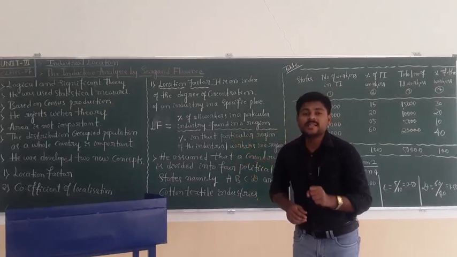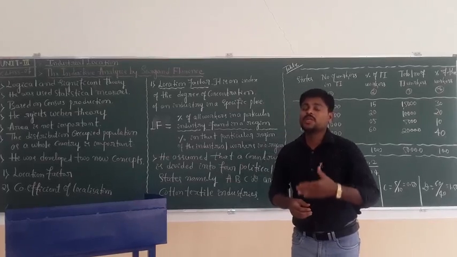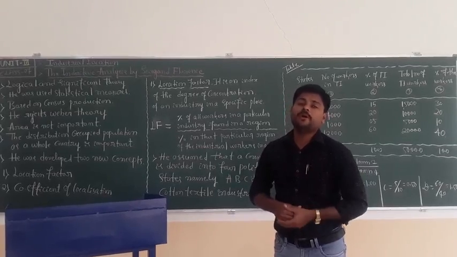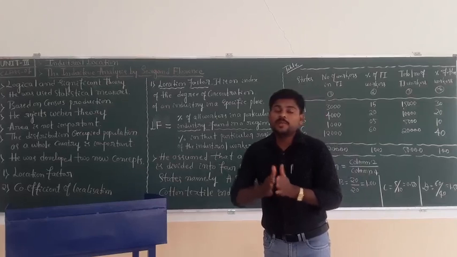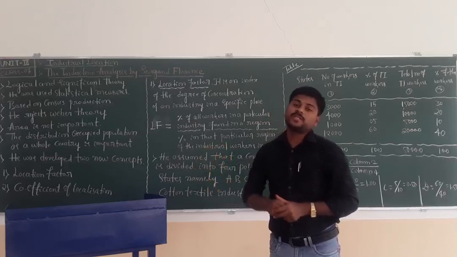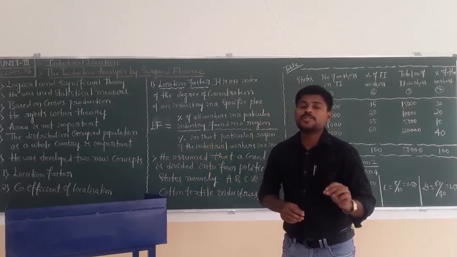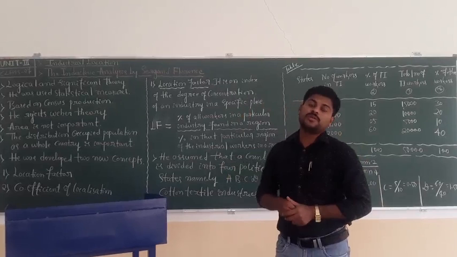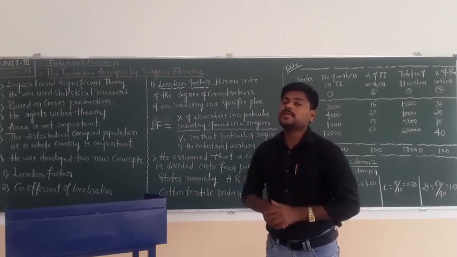Then he rejected and argued against Alfred Weber's theory. According to him, the famous least cost theory of Alfred Weber was totally rejected. Weber concentrated only on industrial location and the geographical area of industrial location, and therefore that theory was totally rejected by Sargant Florence.